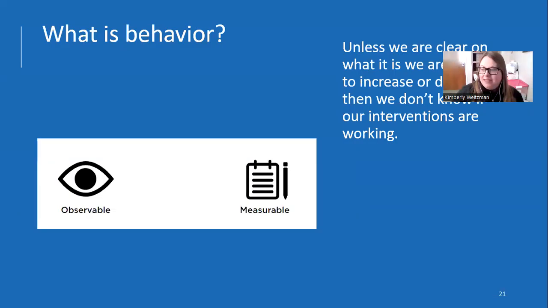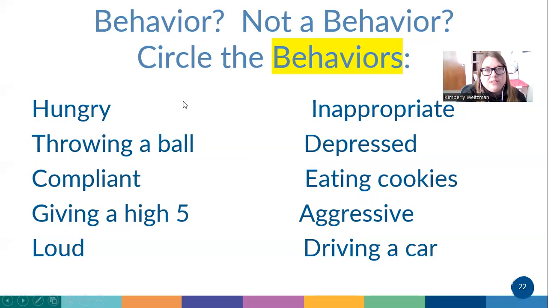So unless we're clear on what it is that we're trying to work with our client to increase or decrease in their behavior, it's hard to tell if our interventions are working. So that's why we want to stick to describing behavior and not internal states or just a state of being. We want to keep it very measurable, keep it observable, make it something we can count, and we'll talk about specifics here in the next couple slides.